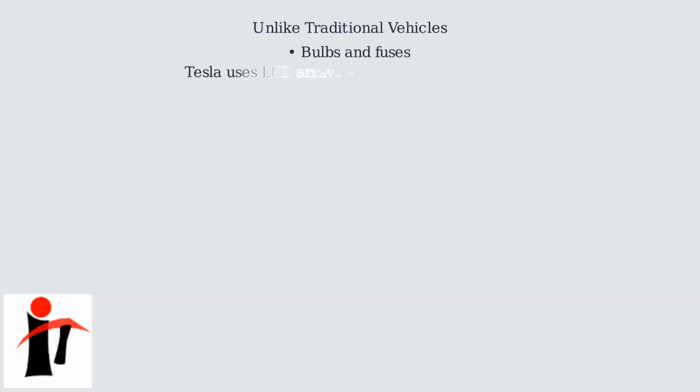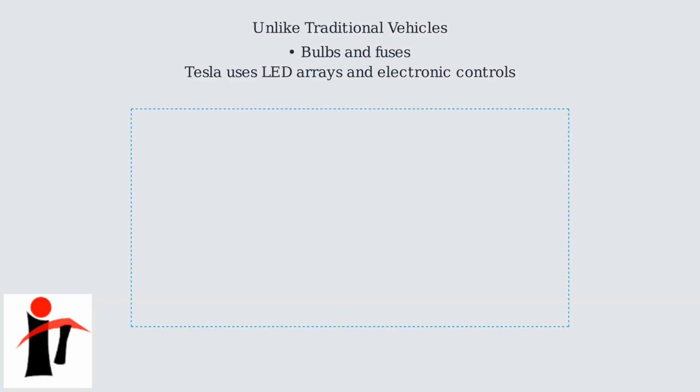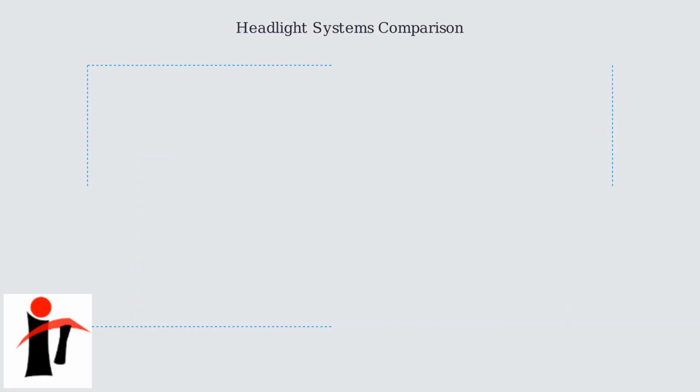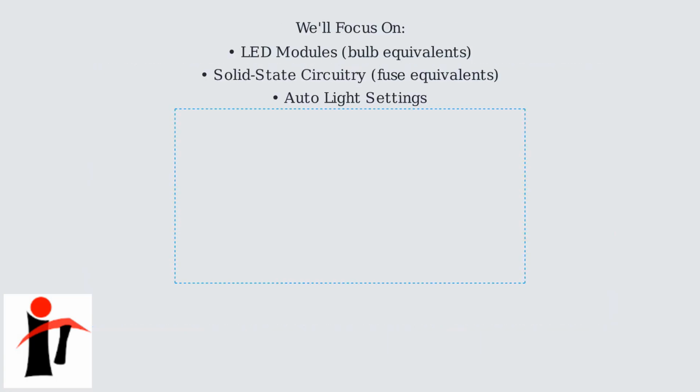Traditional vehicles use bulbs and fuses, while Tesla Model 3 employs LED arrays controlled by electronics. This comparison shows conventional headlights versus Tesla's matrix LED system with adaptive features. We'll explore troubleshooting LED modules, solid-state circuitry, and auto light settings for these issues.